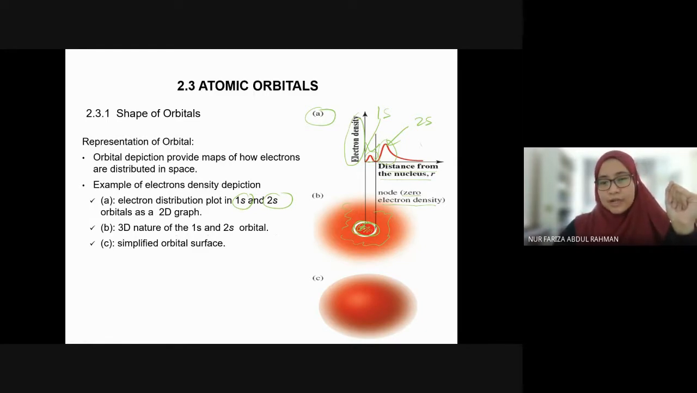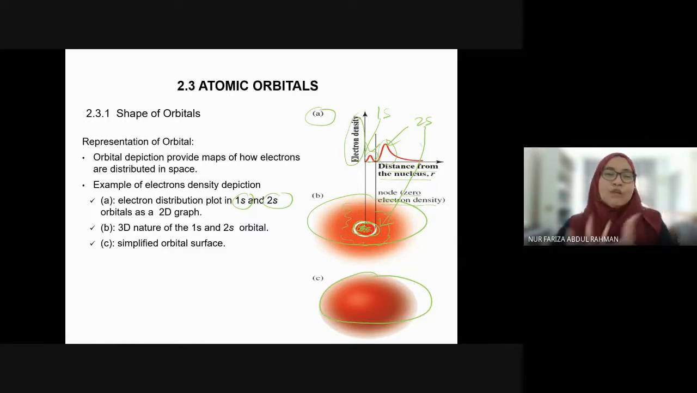The red one in the middle will be 1s if we want to represent that, and then we have 2s. It's the same thing. This is in terms of graph, and this is in terms of the electron density itself. If we simplify this, for an atom, this is what we see. We see it is round at the end of the day. This is only the s orbital.